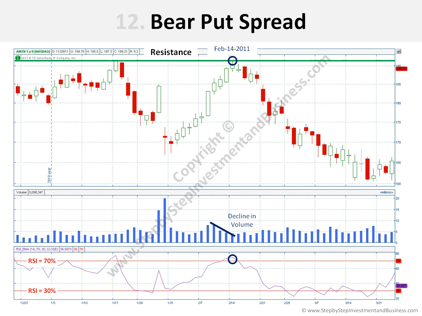Let's see an example of how this strategy works. Here we are seeing the stock chart of the Amazon company. As we can see, on February 14, 2011, the company gave us a clear bearish signal because the stock touched resistance and was accompanied by a decline in volume and an RSI above 70%.